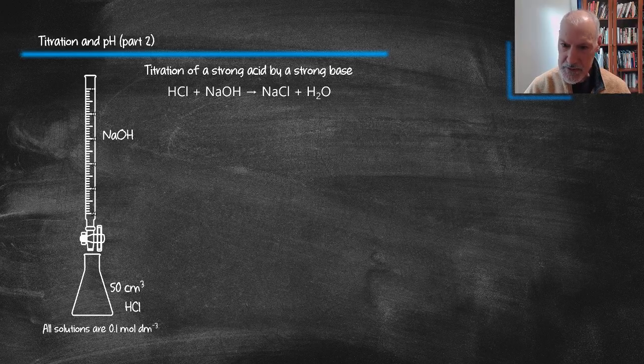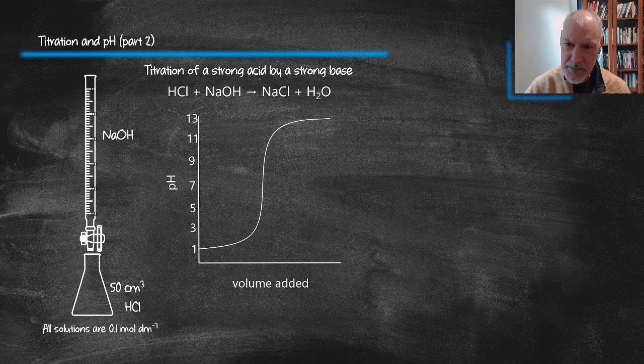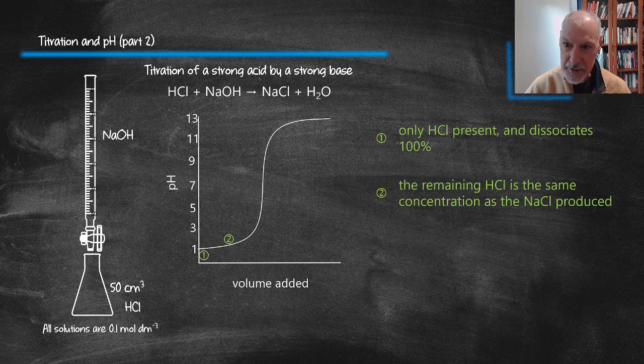Let's take a look at what the titration curve looks like, and this we've covered before. We start off with a fairly low pH, assuming that 100% of the HCl dissociates, and if it's 0.1 molar, which is 10 to the minus 1, it would give us a pH of 1. As we proceed and add our NaOH, we'll eventually reach a point in time where half of the HCl has been neutralized, and we'll essentially have a solution which contains HCl and the sodium chloride it produces.